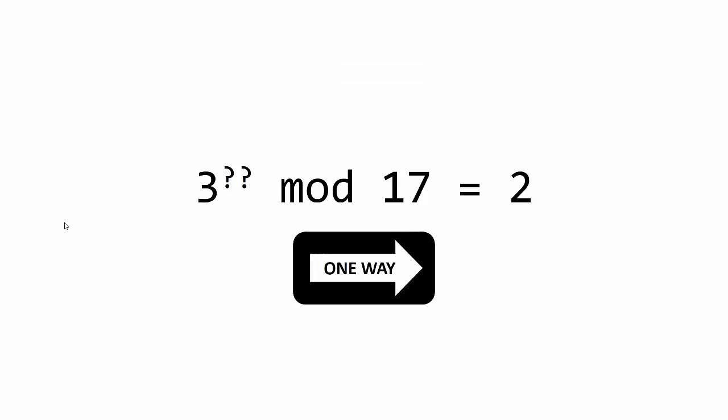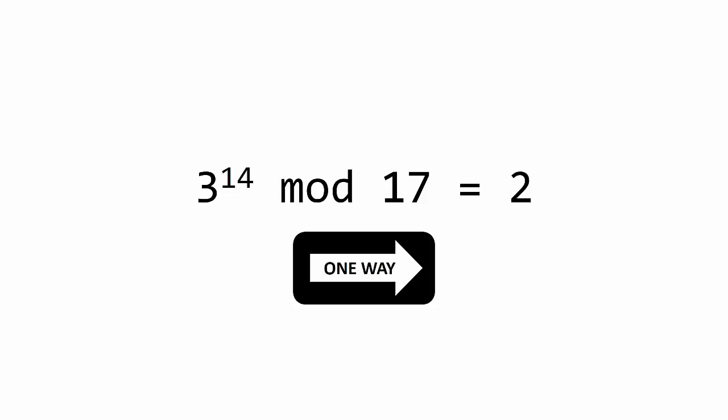So the way the one-way function works is I'm going to tell you that 3 raised to some number that's less than or equal to 17, divided by 17, is going to have a remainder of 2. And you have to try to figure out what that mystery number is. And just like working with prime numbers, this is actually very difficult for a computer to do. It's really easy to do one way, but really hard to do another way.